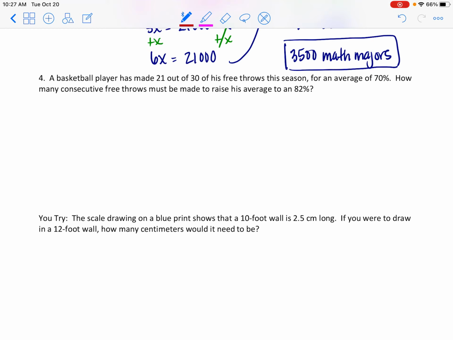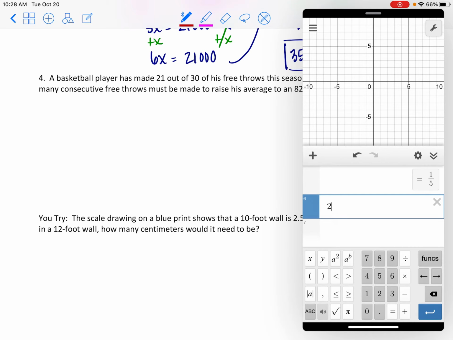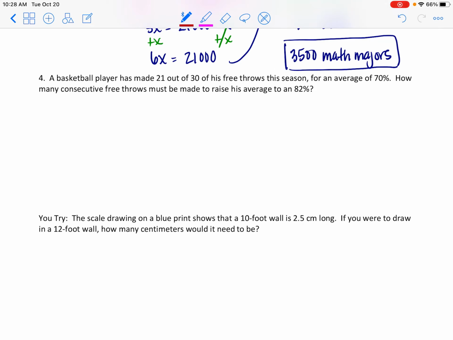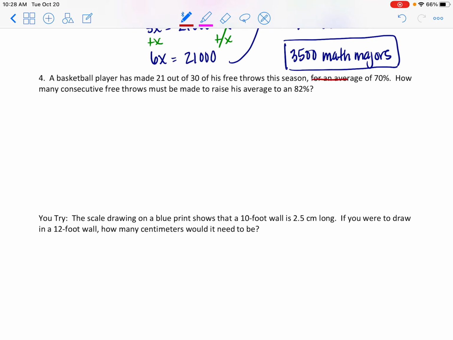Okay, number 4. Let's see. A basketball player has made 21 out of 30 of his free throws this season for an average of 70%. So 21 out of 30 is 70%. So we've got to be careful here. They're giving us the same information twice. So 21 out of 30 is 70%. Same thing. I'm just going to cross one of them off just so that it doesn't confuse us. I don't want to use the same information twice.